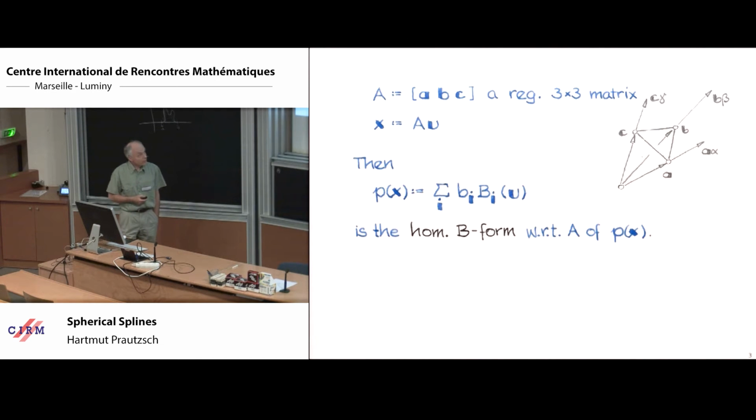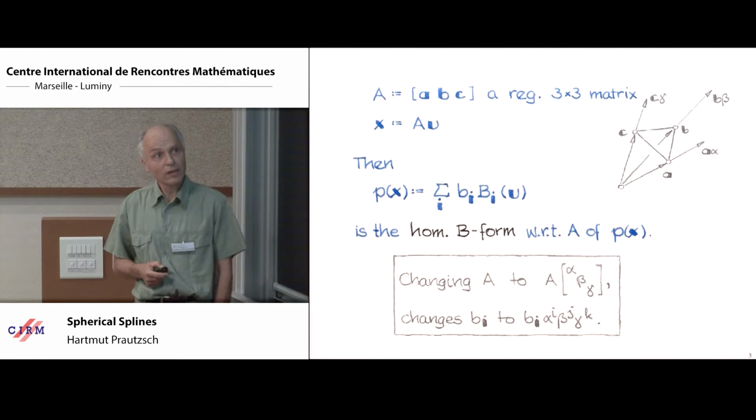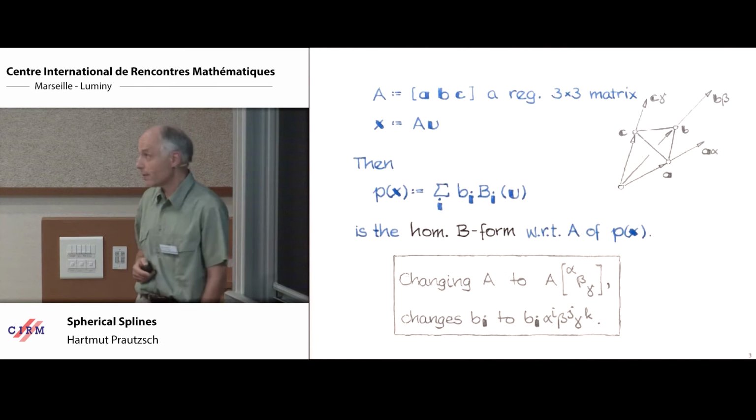Now, we will see that we need to change the matrix by scaling the basis vectors, so going to a different triangle. These factors just go through to the Bézier points, and so changing the matrix by scaling that, we obtain new Bézier points that are just multiplied by powers of the scaling factors.